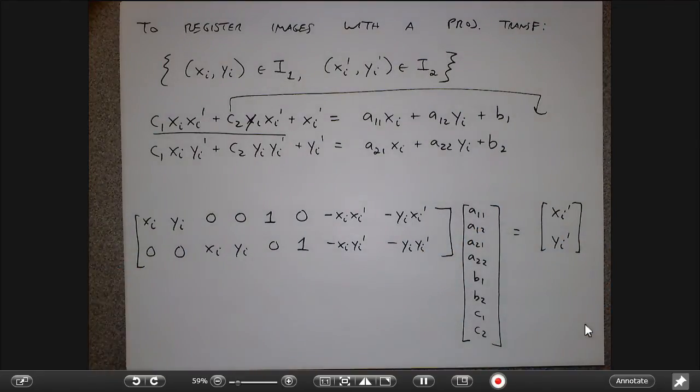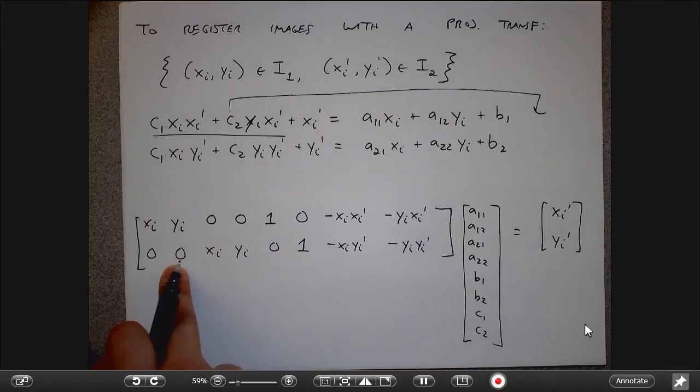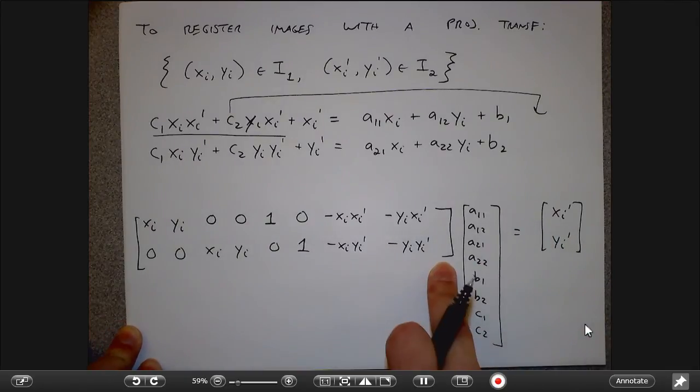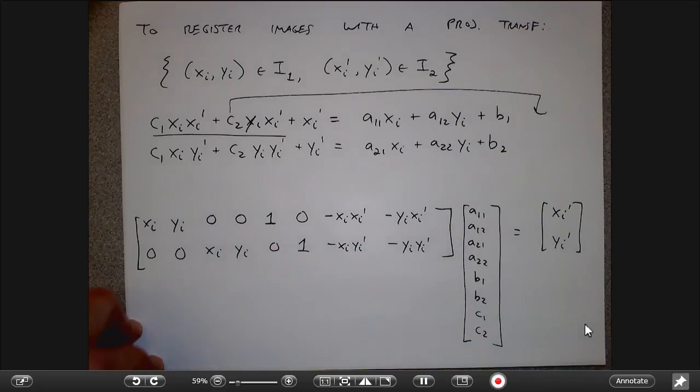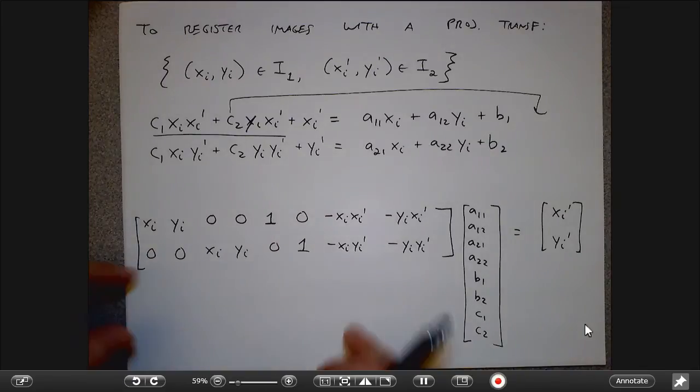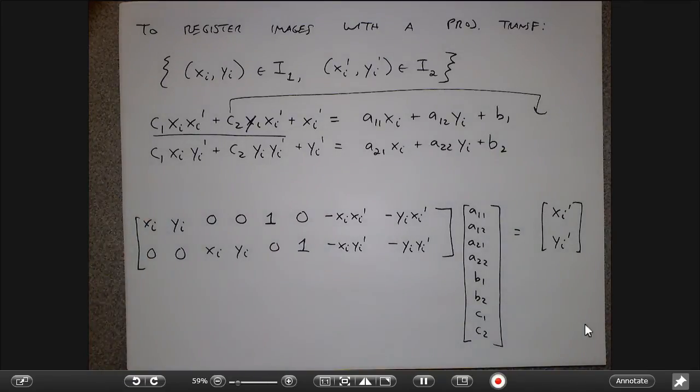Right, so what I did is I put this together into something where I have basically 8 equations. I'm sorry, I have 2 equations and 8 unknowns, right? And so, since I only have to estimate 8 parameters, as long as I had 4 corresponding points, every correspondence gives me 2 more equations, right? So if I had 4 corresponding points, I would have 8 equations. Then I would have an 8 by 8 matrix equation. I could solve that exactly, right?